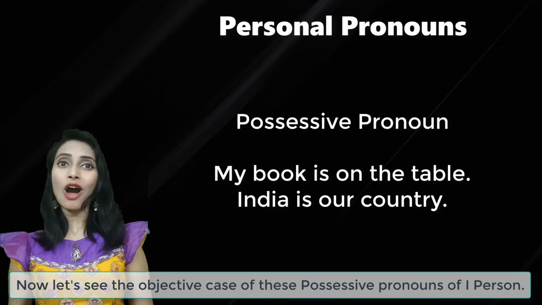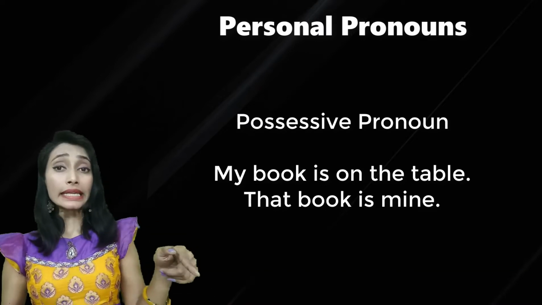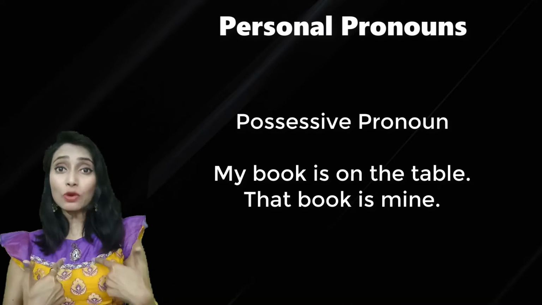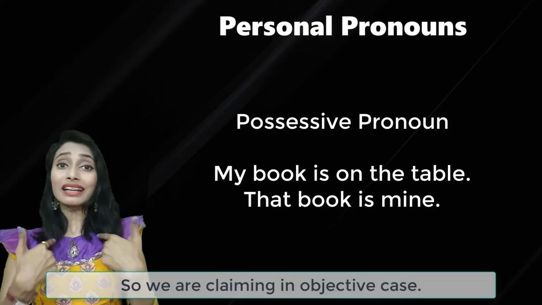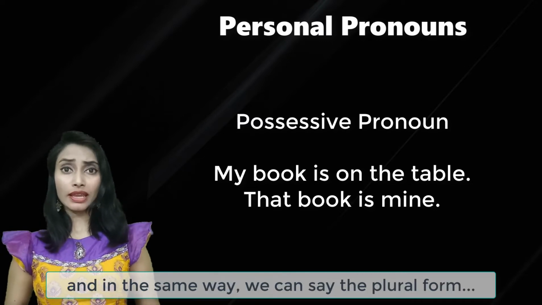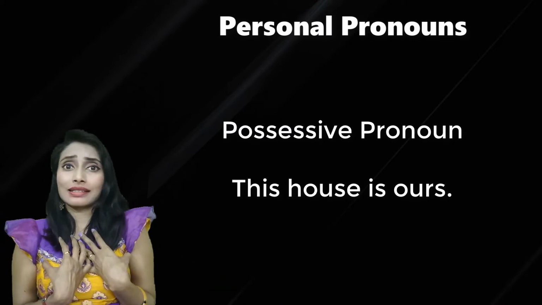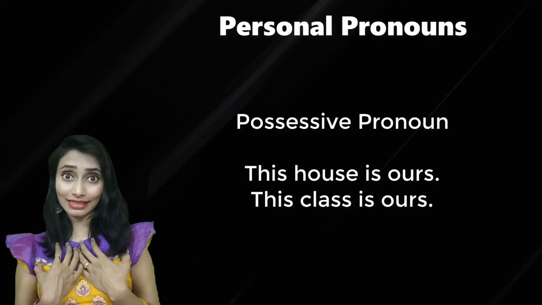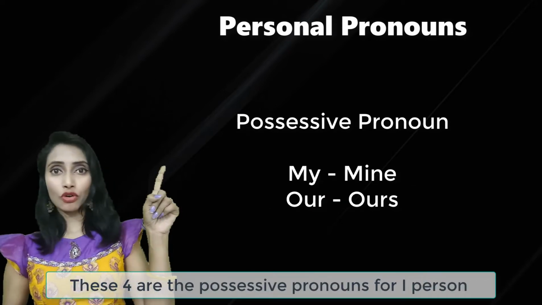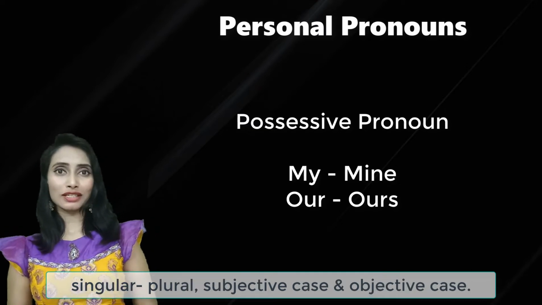Now let's see the objective case of these possessive pronouns of first person. That book is mine. Yes, you heard me right. That book is mine. So we are claiming in objective case. And the same way we can say the plural form: This house is ours. This class is ours. So ours is the possessive form for our. So these four are the possessive pronouns for first person, singular, plural, subjective case and objective case.